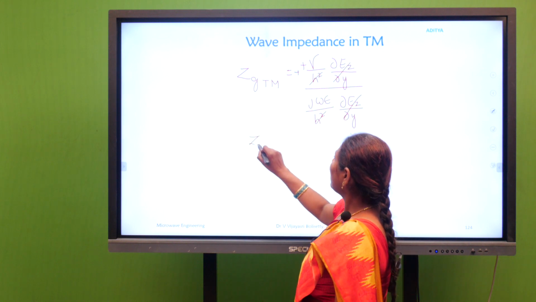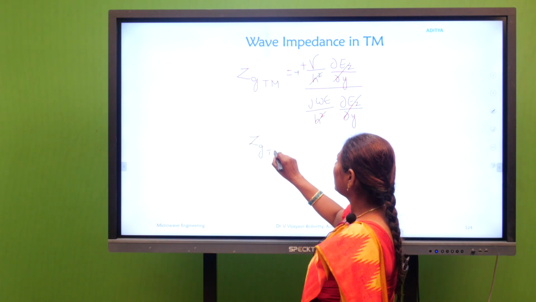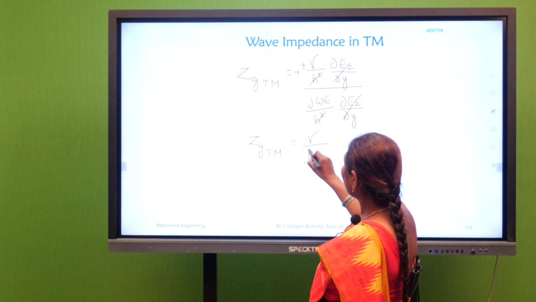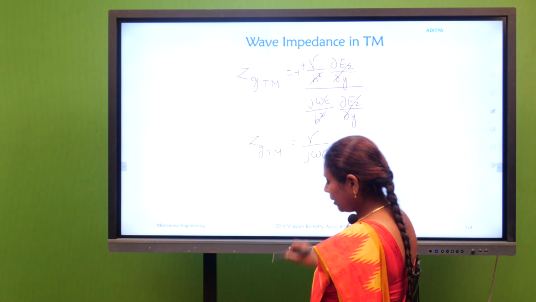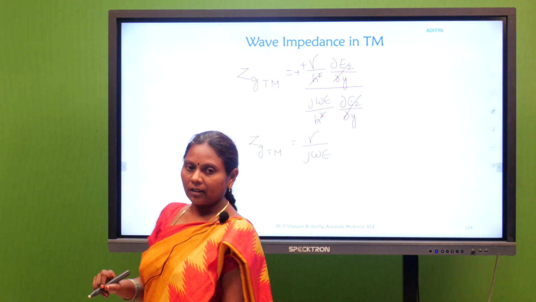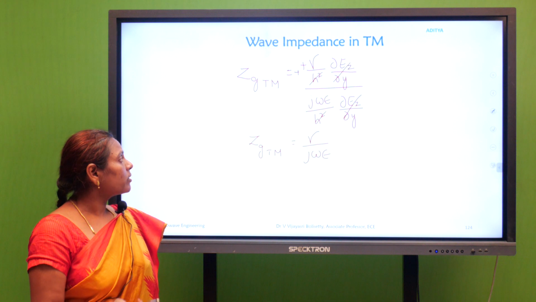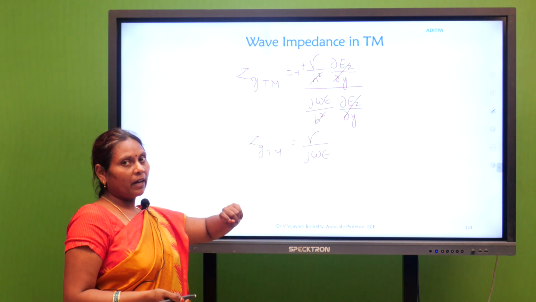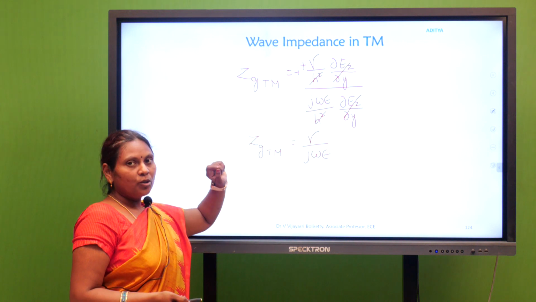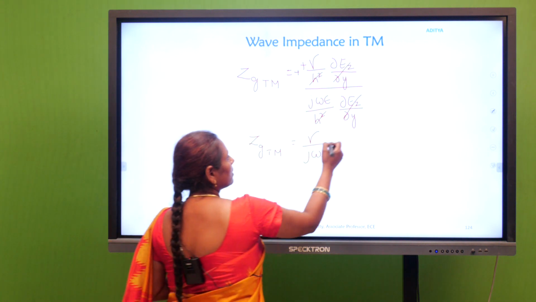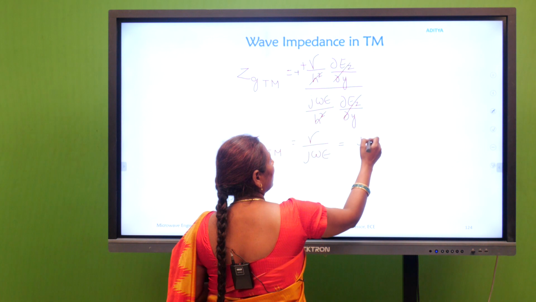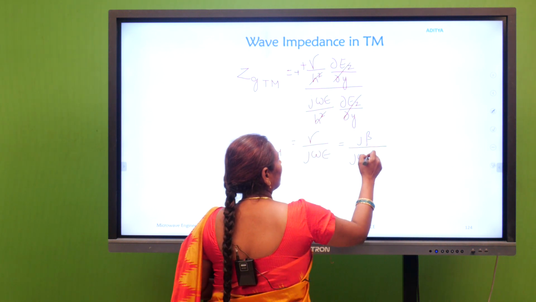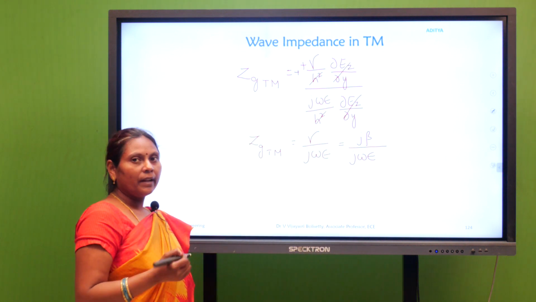So, the wave impedance in TM mode we can write as equal to gamma by j omega epsilon. So, what is this gamma? Gamma is the propagation constant, and while the wave is propagating through the waveguide, then there is no attenuation. So, we can write this gamma is nothing but equal to j beta for the propagating wave.